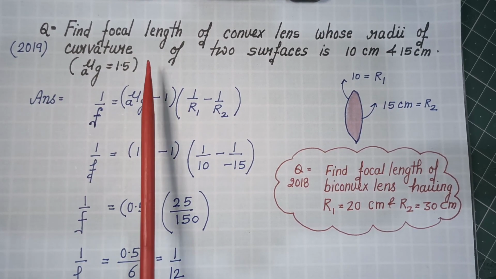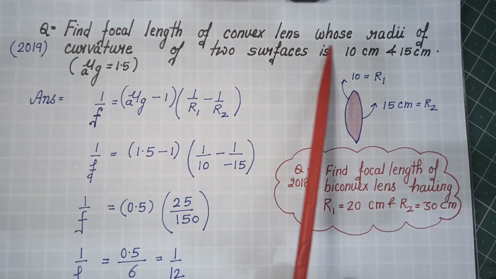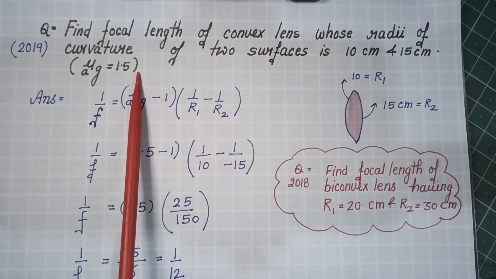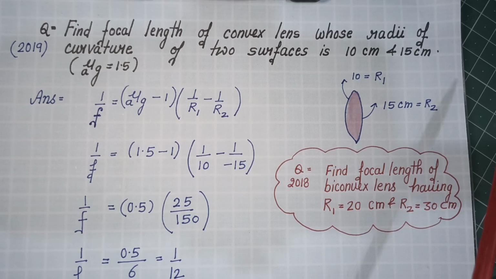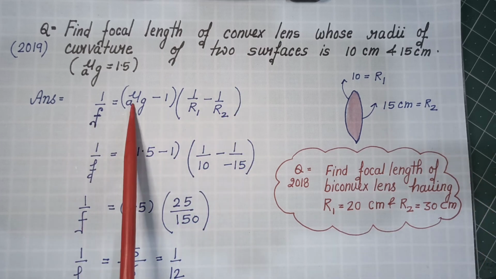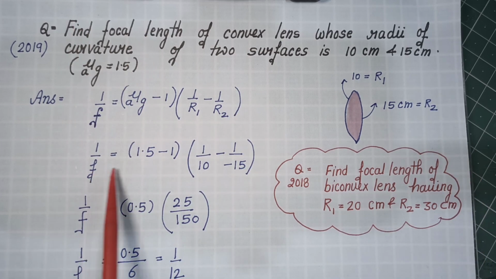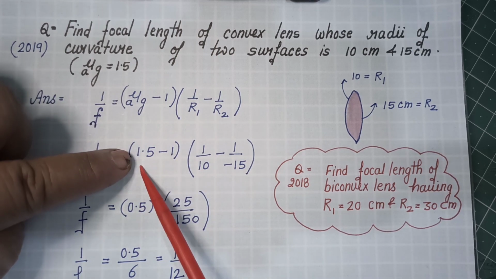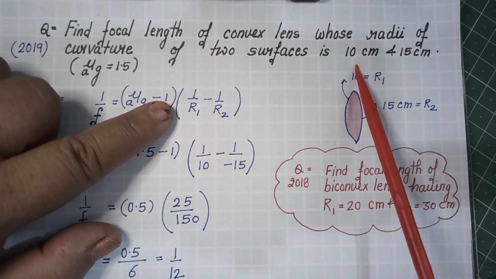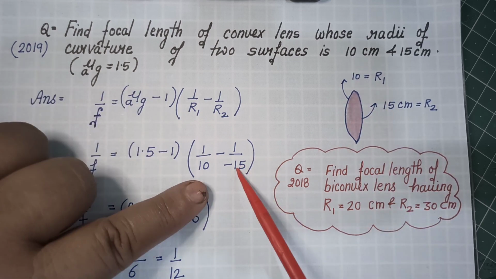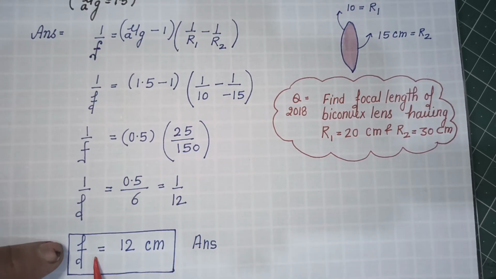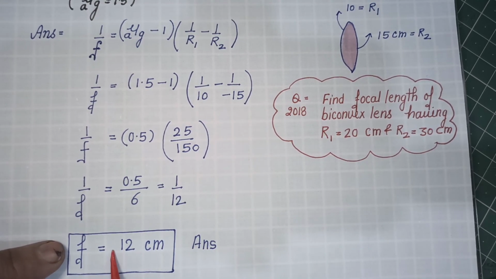2019, the simple question: find the focal length of a convex lens whose radii of curvature of the two surfaces are given, and the refractive index is given. Simple application of the lens maker's formula. Write the lens maker's formula. First step, substitute the values with the sign. Second step, substitute the refractive index of glass, R1 plus 10, R2 minus 15. And now simply solve it and you will find the focal length as 12 centimeter with a plus sign.